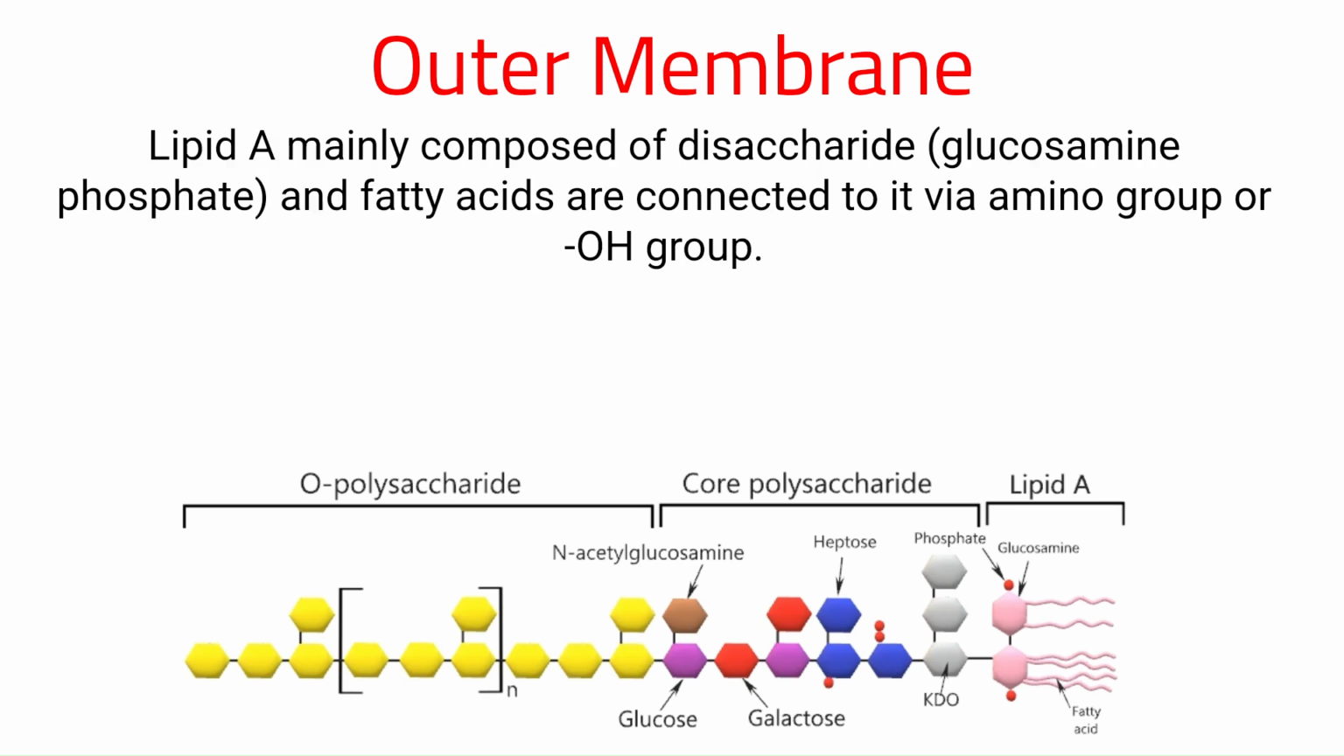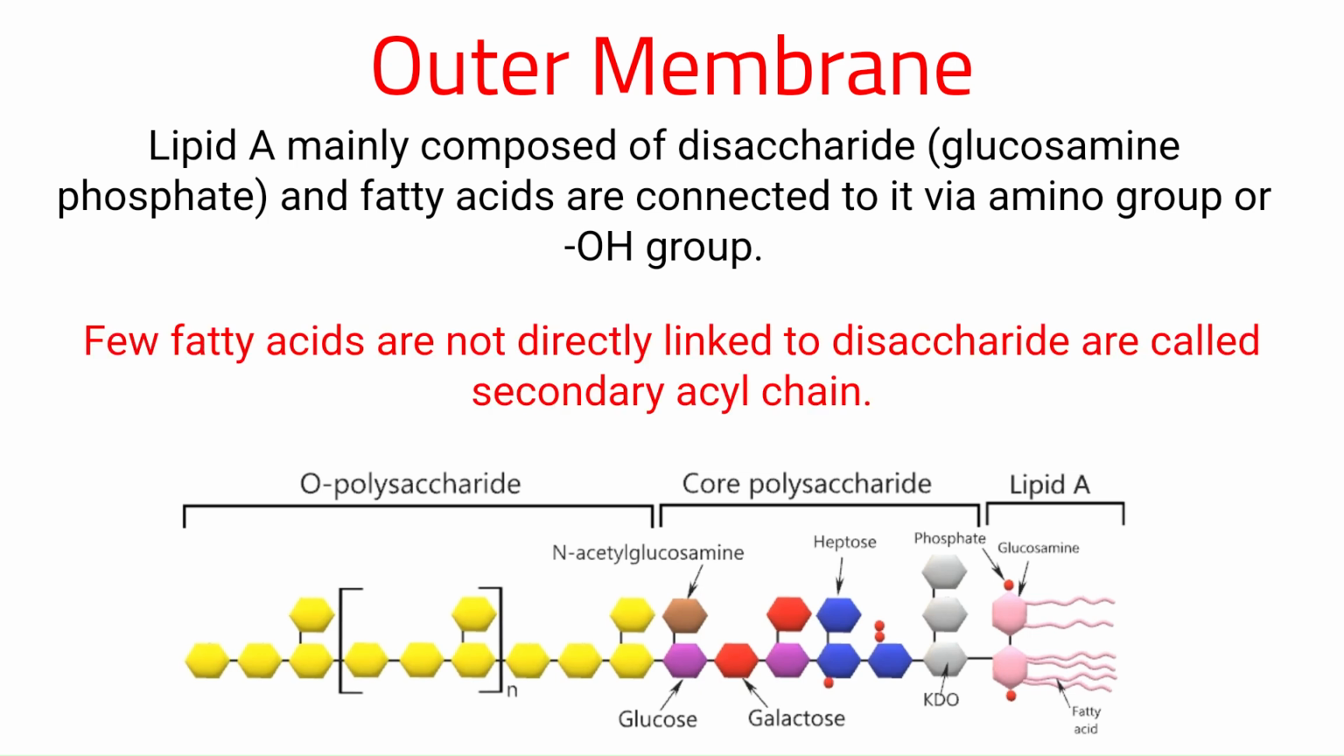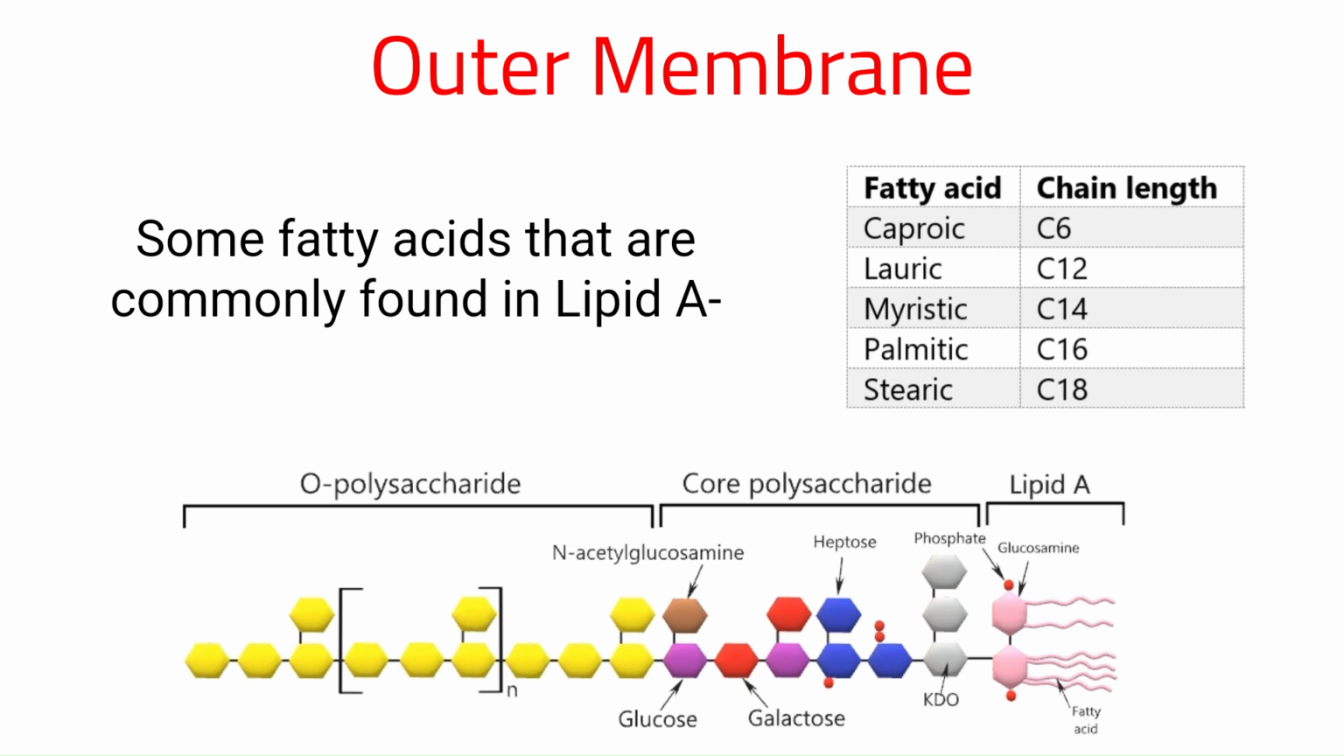The lipid portion of LPS, called lipid A, is not a typical glycerol lipid. Instead, the fatty acids are connected through amine groups to a disaccharide composed of glucosamine phosphate. The disaccharide is attached to the core polysaccharides through KDO. Fatty acids commonly found in lipid A are listed here.